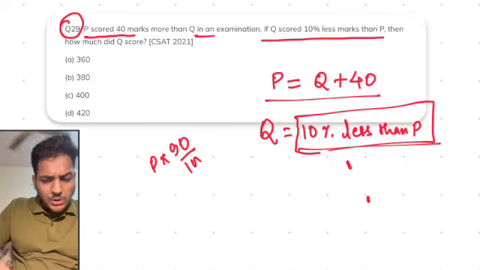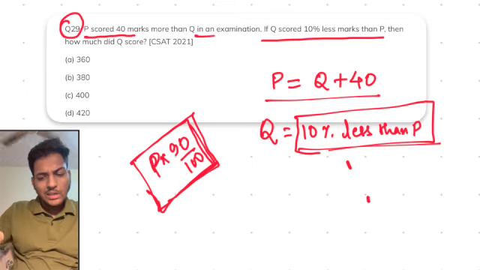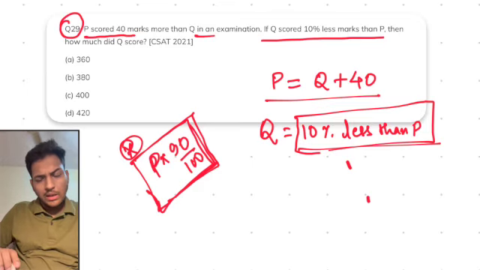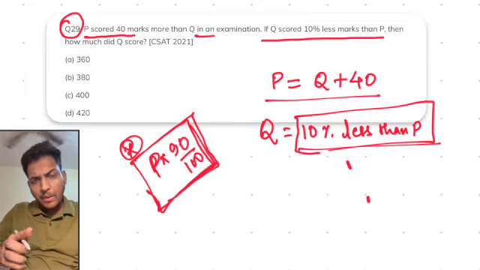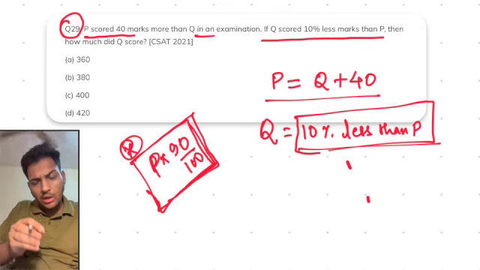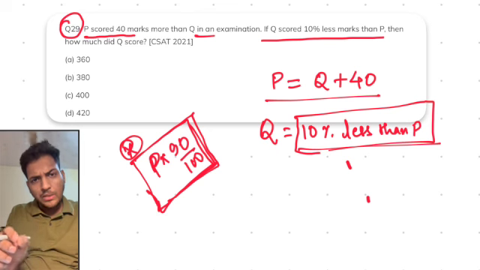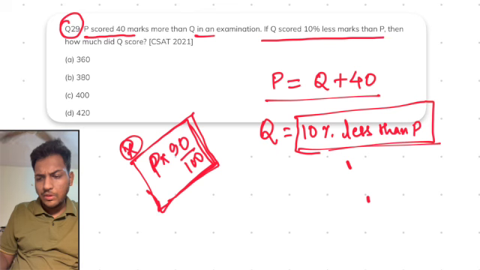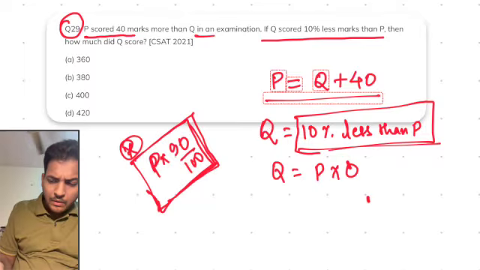I have explained where this comes from, so if anybody has a doubt about where this has come from, kindly follow the last lecture. P into 90 by 100. Why am I writing directly? Some of you might feel that I am jumping. I am writing this directly because you need to learn how to write directly 10% less, 10% more, 5% less, 5% more. I have explained in the previous lecture. So I can write Q is equal to P into 0.9.